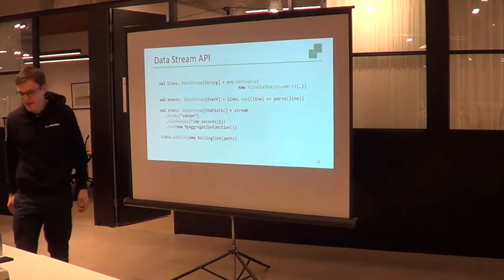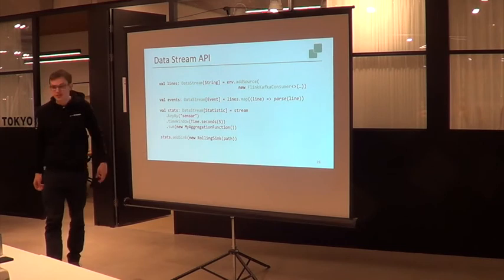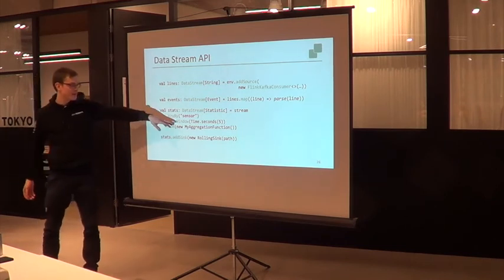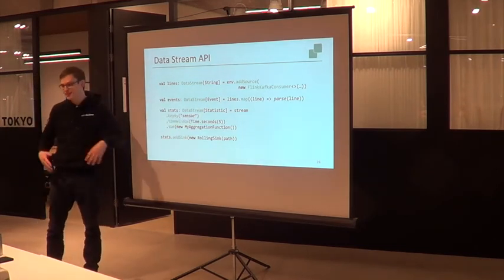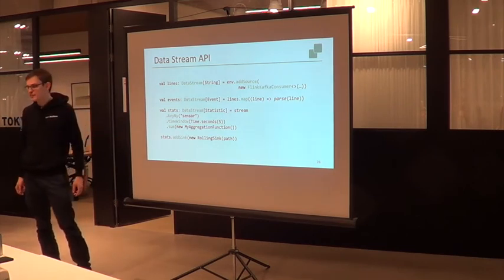One level up is the data stream API. So that's the good old API. It has a window operator for you. You don't need to worry about all the little details. It makes it quite easy to get started with Flink streaming.